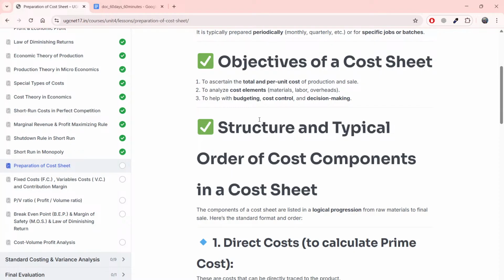Objective of a cost sheet: to ascertain the total and per unit cost of production and sale, to analyze cost elements to help with budgeting, cost control, and decision making. Structure and typical order of cost components in a cost sheet. The components of a cost sheet are listed in logical progression from raw materials to final sale. Here are the standard format and order.